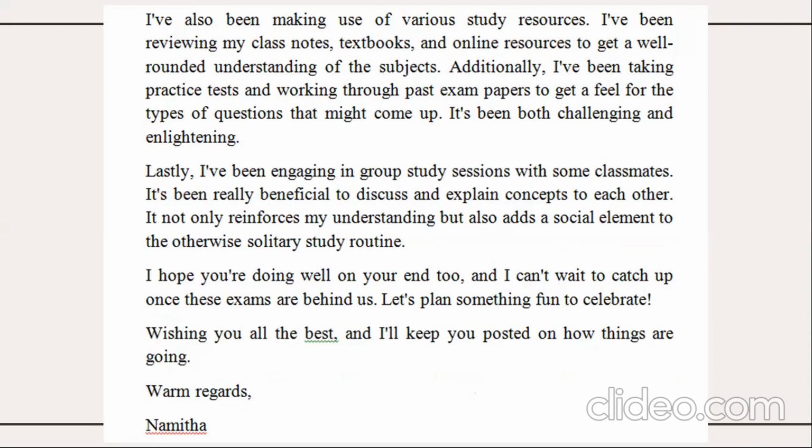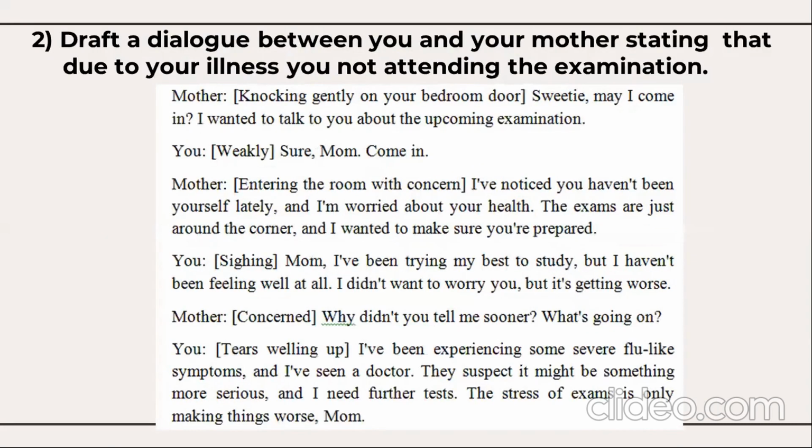So this is how you have to write the email. Next question is here, dialogue writing between you and your mother, mentioning that due to your illness you cannot attend the examination. That means to say you are suffering from a severe illness, and you are unable to write the examination. So you need to develop the dialogue between mother and you.